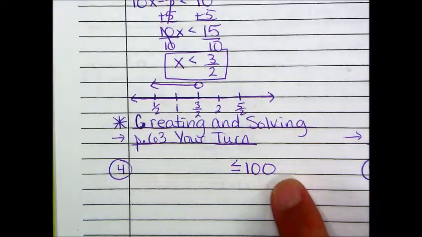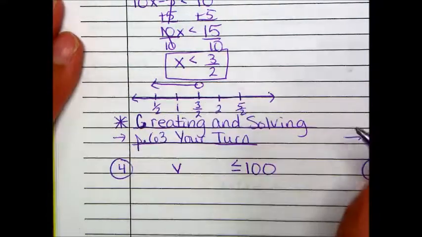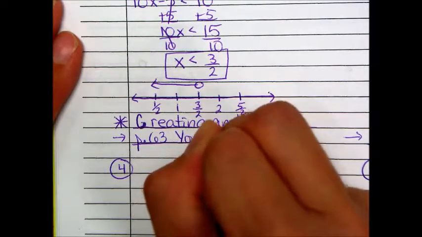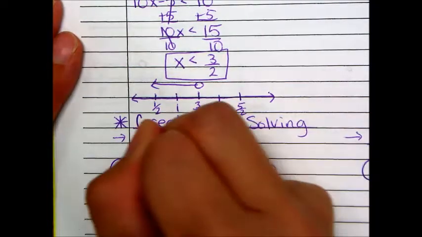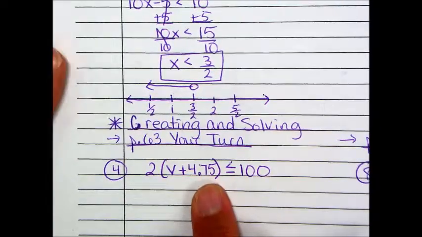And then we're going to reconsider what he's buying. It says he's going to buy a video game. So he's going to have to pay for the video game, plus it's going to cost him $4.75 in shipping charges. But he has 2 brothers. So the easiest way to write this would be times 2.